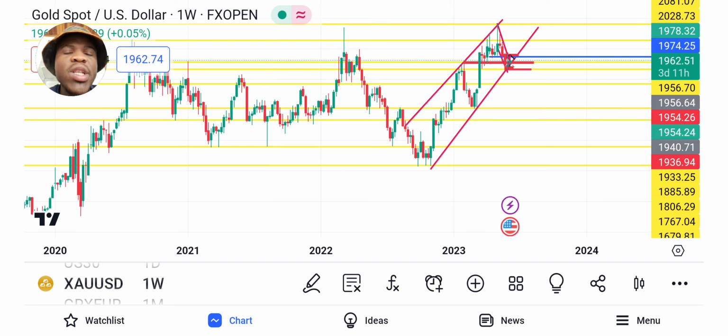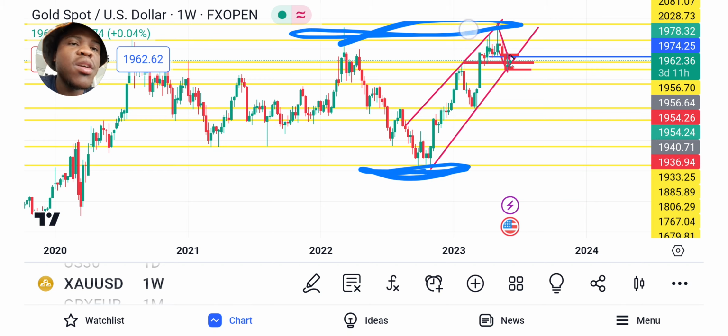So right now, the first thing I do is go to the bigger time frame, which is the 1 week time frame. On the 1 week time frame, I identify my current lower lows as well as my current higher highs of the market structure. This is my current lower lows, this is my current higher highs.